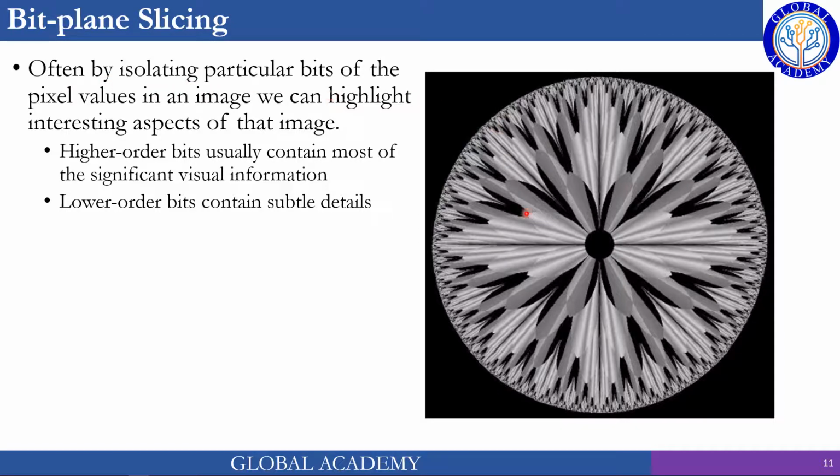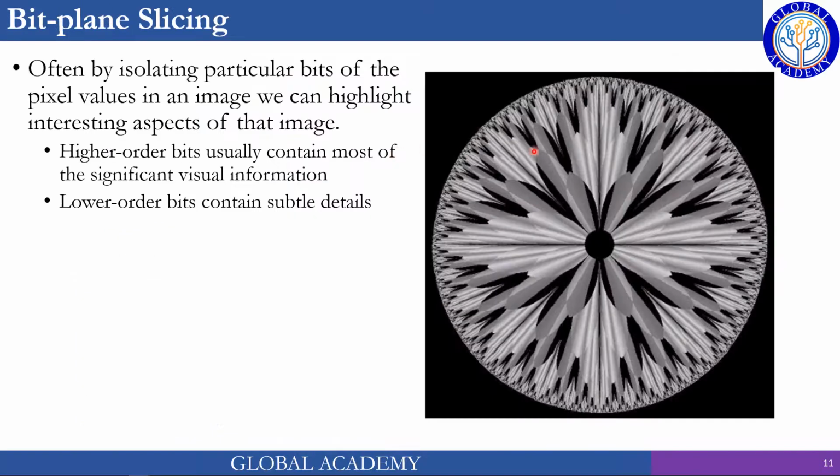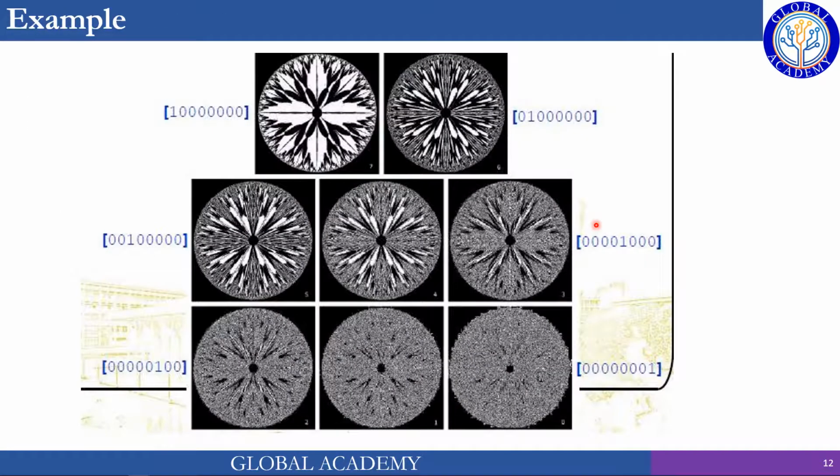Here is an example. We have this image, and in bit plane slicing, the higher order bits, I mean the most significant and the higher side of the bits, usually contain most of the visual information, whereas the lower order bits, like the least significant bits, contain subtle information or subtle details. Here are the 8 bit plane sliced images of the image shown on the last slide. This image.